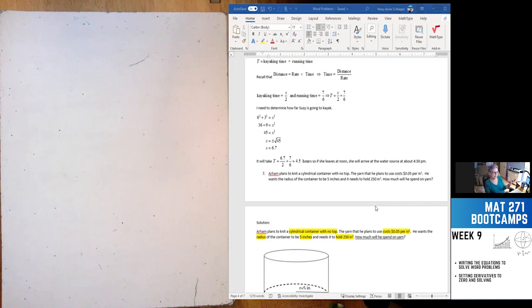So again, your problems will be how can he minimize his yarn cost and have his container hold 250 cubic inches.